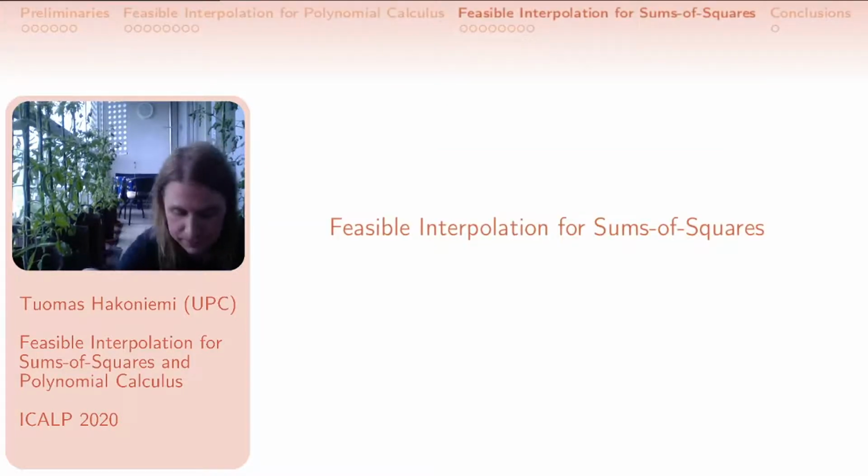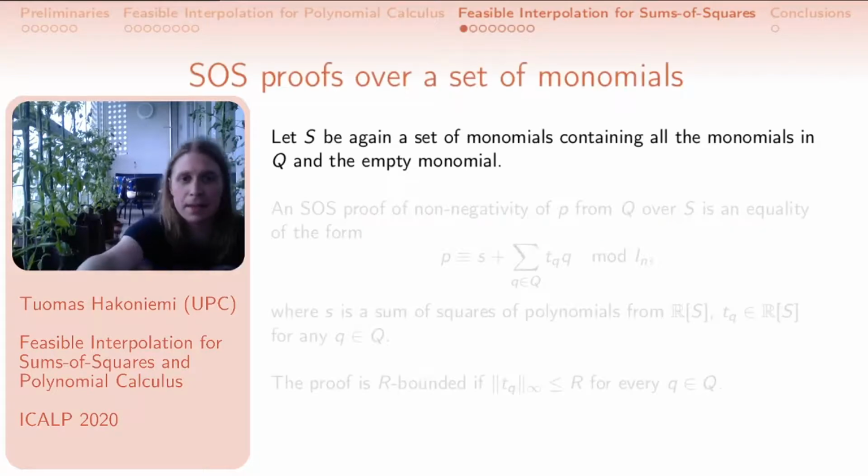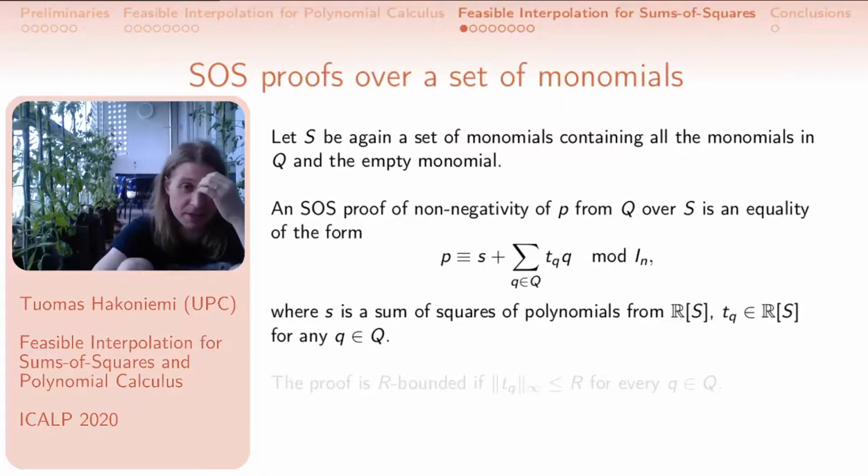Okay. So now, secondly, we look at sums of squares. We use again the same idea of looking at proofs over some set of monomials. We say that an SOS proof is over set S if the sum of squares is actually a sum of squares of polynomials over S, and each lift of an axiom is also a polynomial over S.